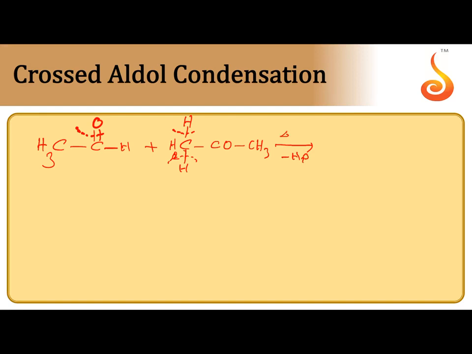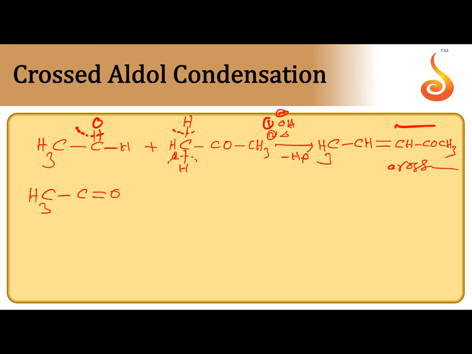So totally, the condensed product: base followed by heating. Condensation takes place. So directly we can write the product CH3CH in place of double bond O. You connect the carbonyl carbon to the alpha carbon of the next molecule through a double bond. This is the crossed condensed product. Now you exchange acetone.